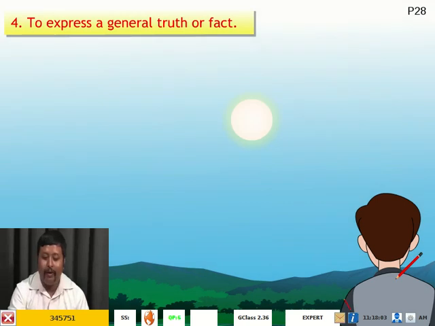To express a general truth or fact. Similarly, general knowledge or fact, you know, and all these things. So these kind of things, to express these things, we use present tense.